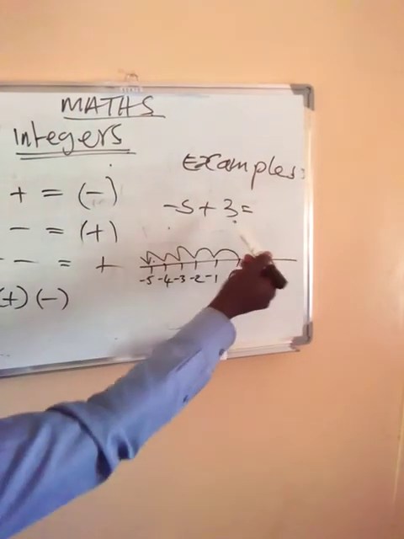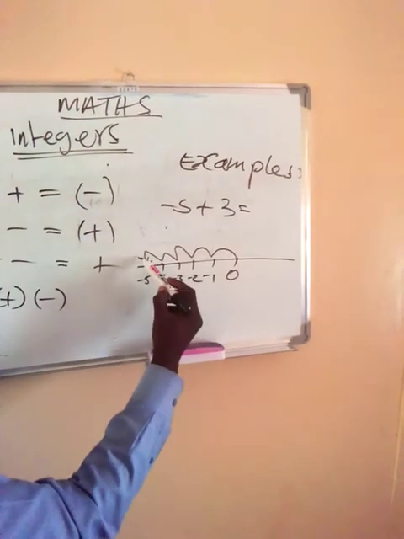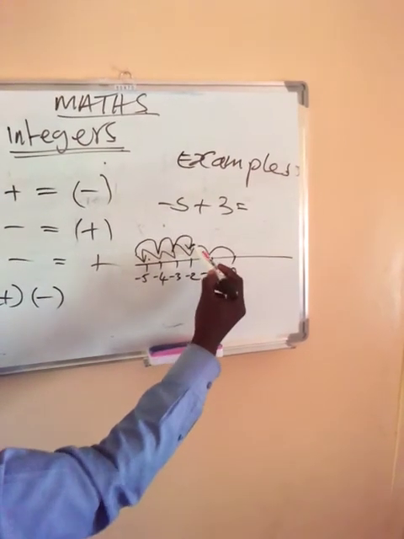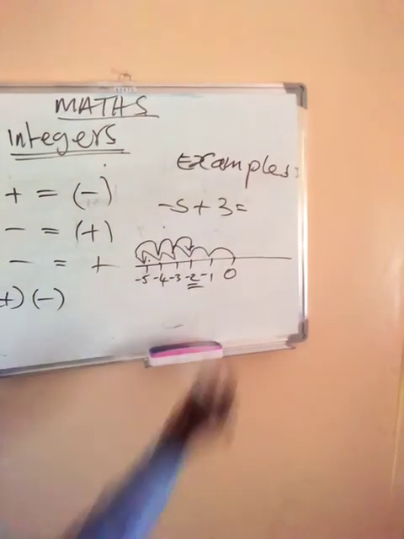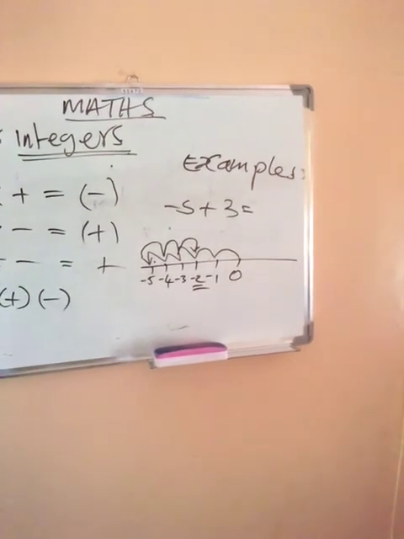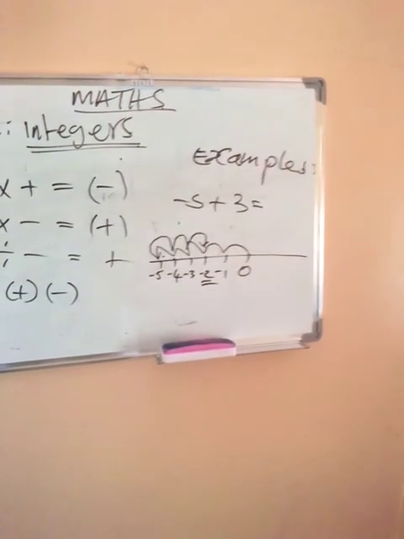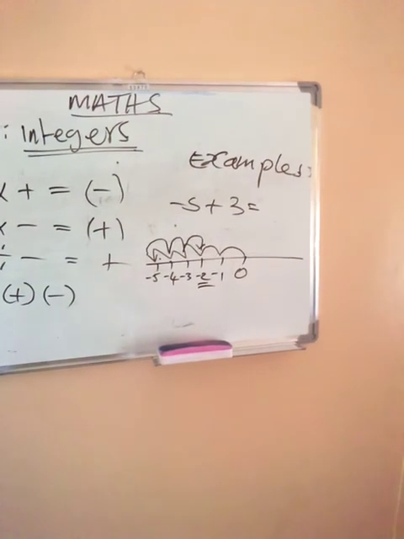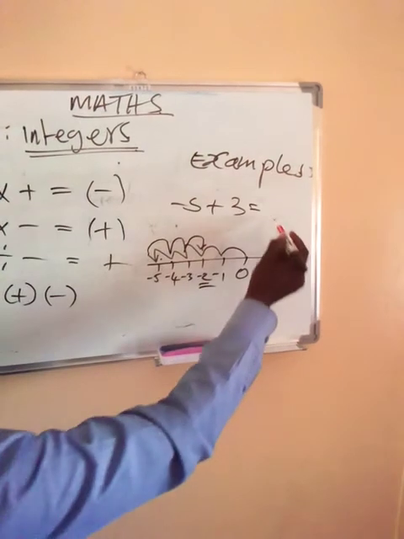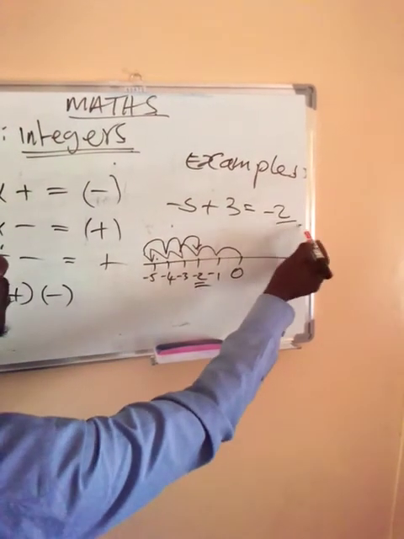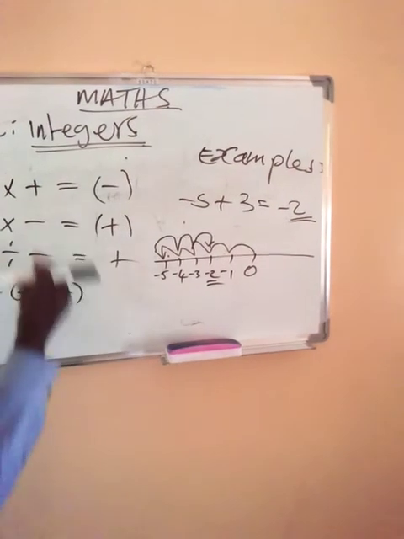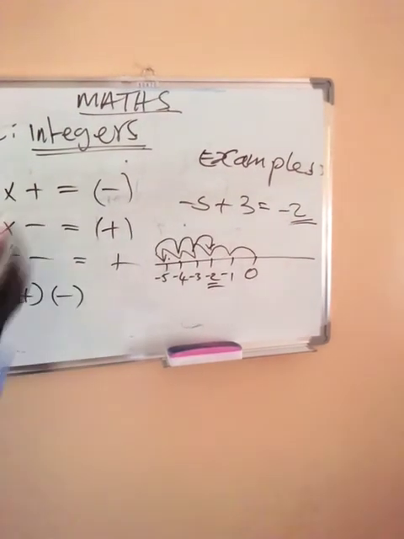So we are going to move how many steps? 3 steps, which is 1, 2, 3. And our answer points at -2. So this is what I was saying. Under addition or subtracting, it either gives you any of the two signs depending on how many steps you take. So our possible answer is -2, which is correct.